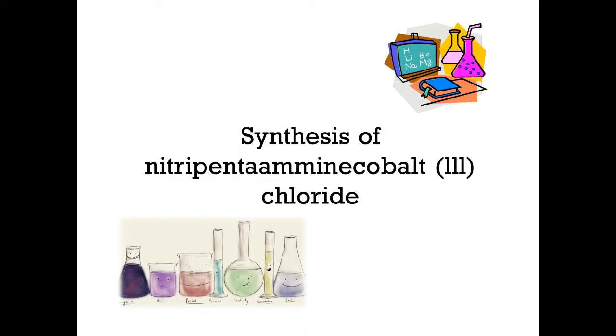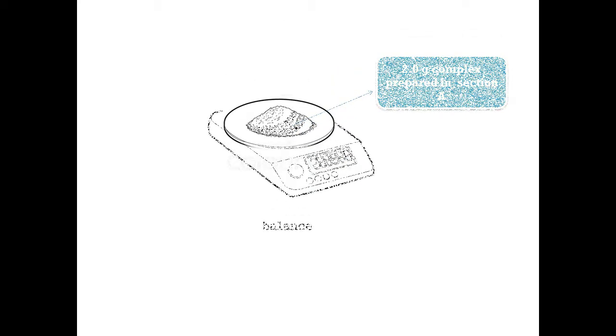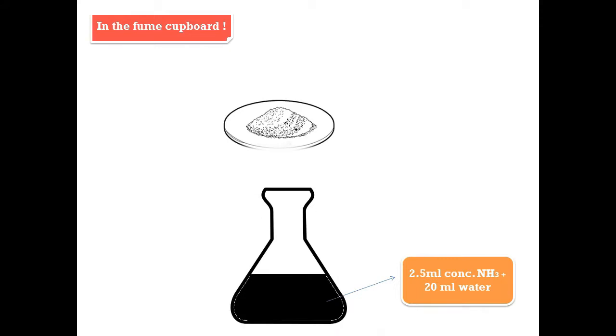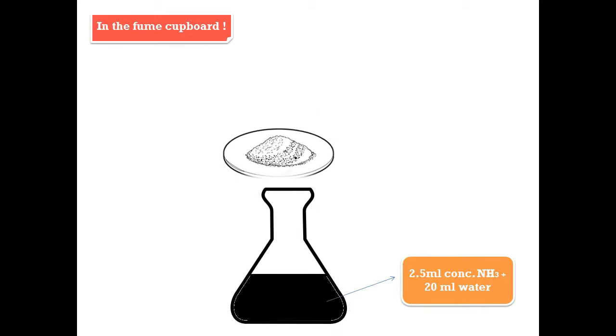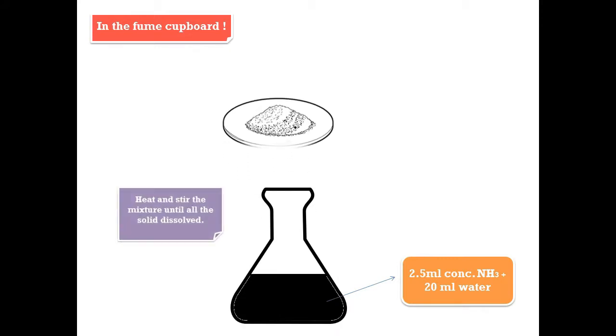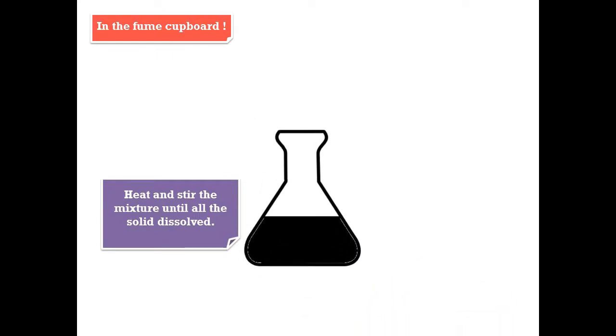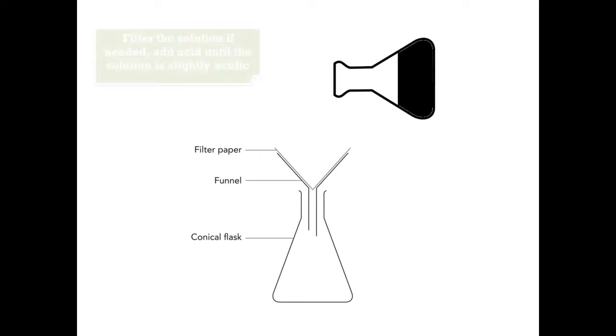Synthesis of nitropentaamine cobalt trichloride. Weigh 2 gram of the complex prepared in section A and transfer to a 250 ml conical flask containing 20 ml water and 2.5 ml concentrated ammonia. Heat and stir the mixture. Filter the solution.